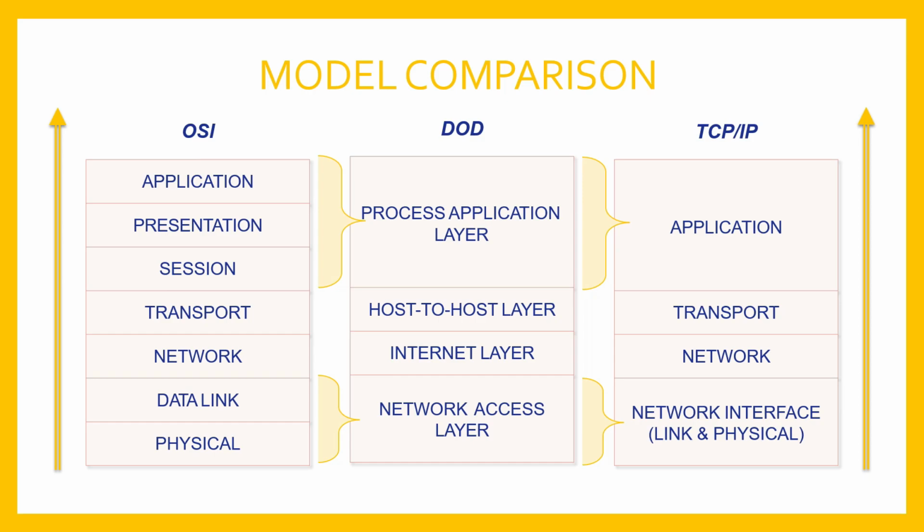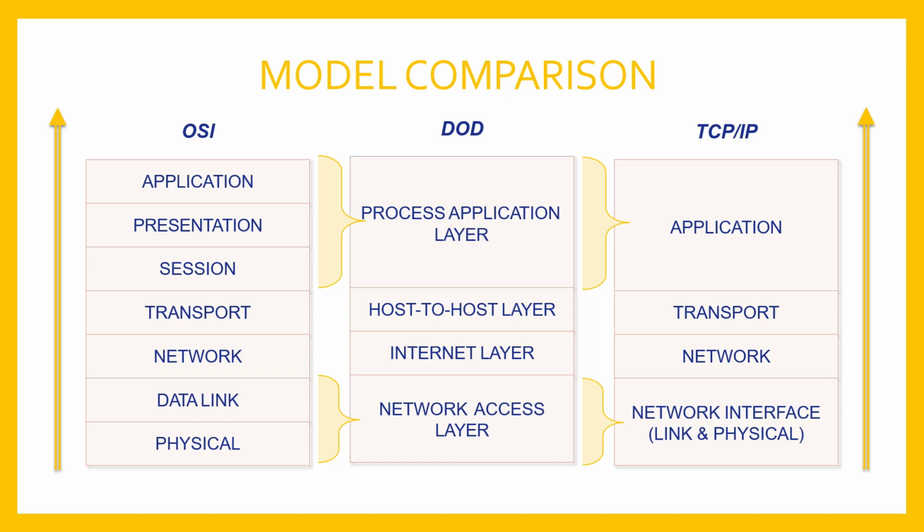Now let us talk about the model on the right, that is TCP/IP model. We can see that this model has 4 layers similar to the Department of Defense model. We all can see that some of the layers from the OSI model have been shrunk down to form a single layer in the TCP/IP model. For example, the last 3 layers in the OSI model, that is session layer, presentation layer, application layer, have been shrunk down to form application layer, that is the last layer or the 4th layer in the TCP/IP model. And the first 2 layers in the OSI model, that is physical layer and data link layer, have been shrunk down to form network interface or link or physical layer.